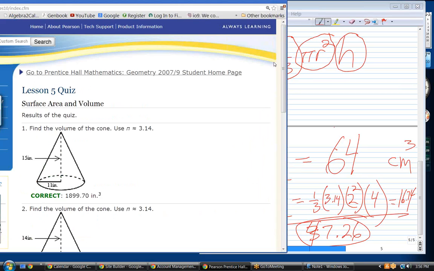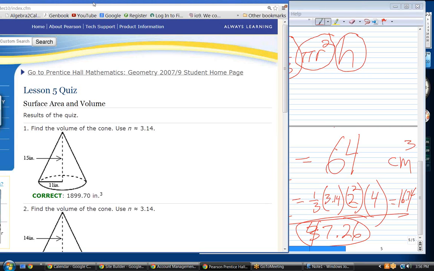And then I was wondering if we could go over surface area one more time. We did on Monday. Sure.